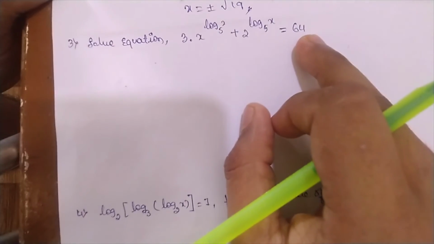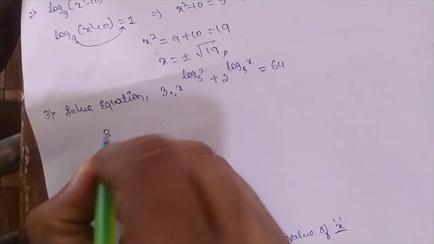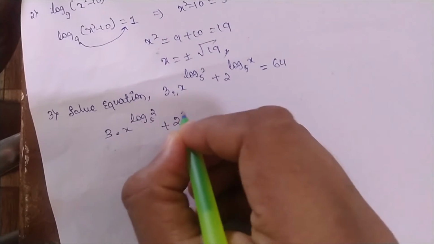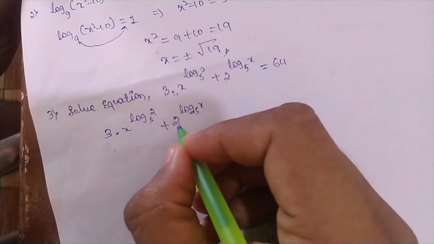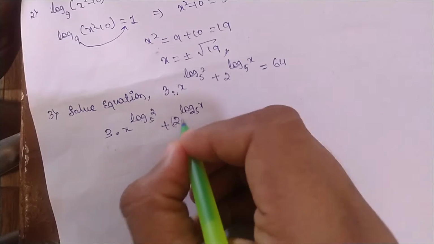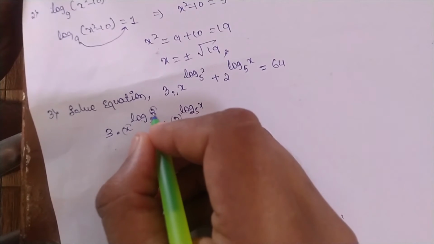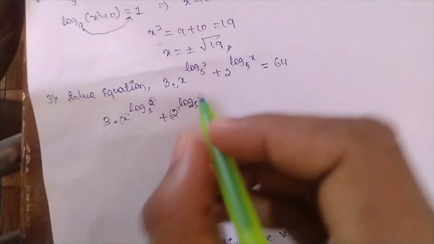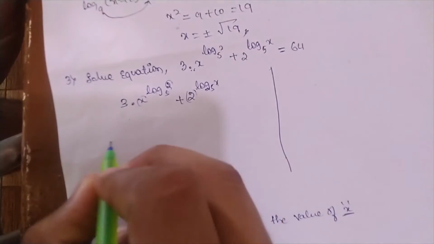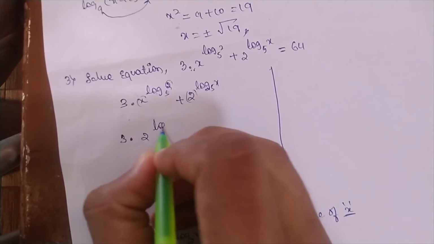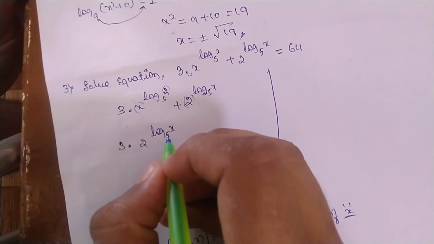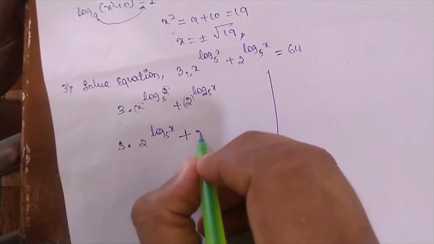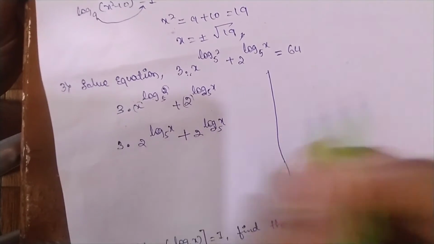Next question, 3 into x power log 2 base 5 plus 2 power log x base 5 equal to 64. In this equation, we have 3 into x power log 2 base 5 plus 2 power log x base 5. Here the base is 2, here the base is x, but here 2 is there, so we can interchange these two. So it can be done as 3 into 2 power log x base 5, by the property of change of base.